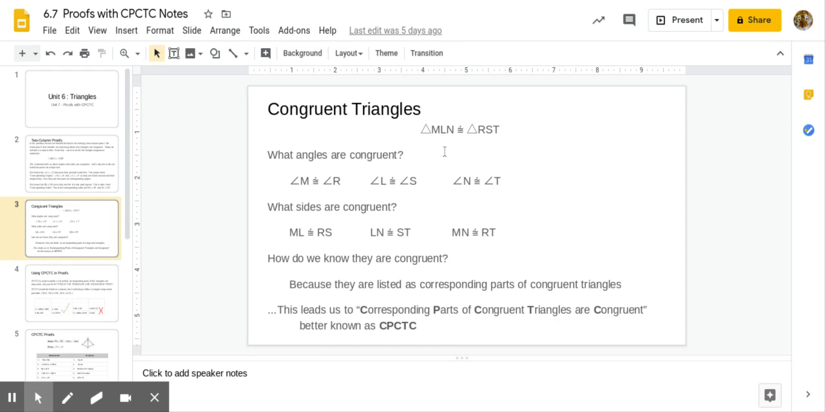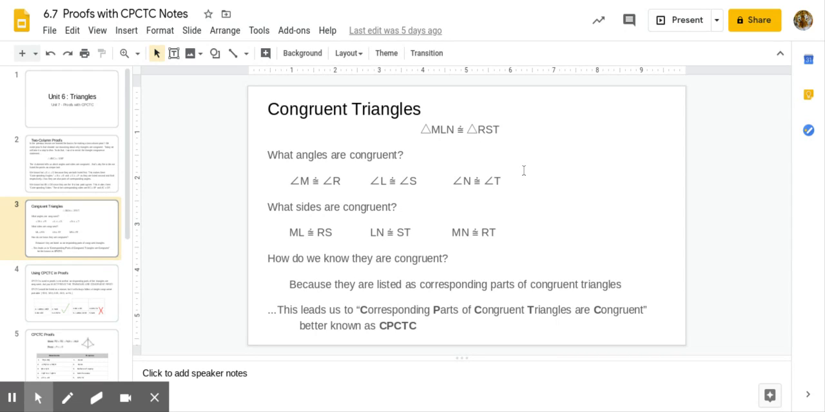So when I look at triangle MLN as congruent to triangle RST, which angles are congruent is my first question. So M and R would be congruent. They're both listed first. L and S would be congruent. They're both listed second. And N and T, the last ones, would also be congruent. How about the sides? Which sides are congruent? Well, if you take the first two letters, ML and then RS, those two sides, then let's take the second and third, so LN and ST would be congruent. And then we'll do the first and last. So MN would be congruent to RT.